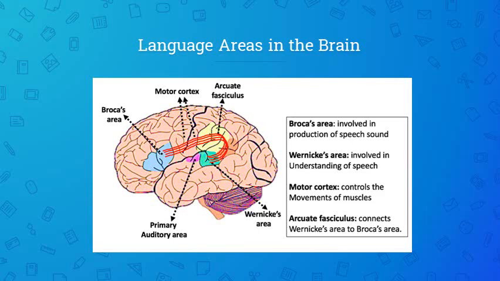The part shown as Wernicke's area is the one that is responsible for the understanding of language. Damage to this part of the brain results in speech comprehension difficulties.